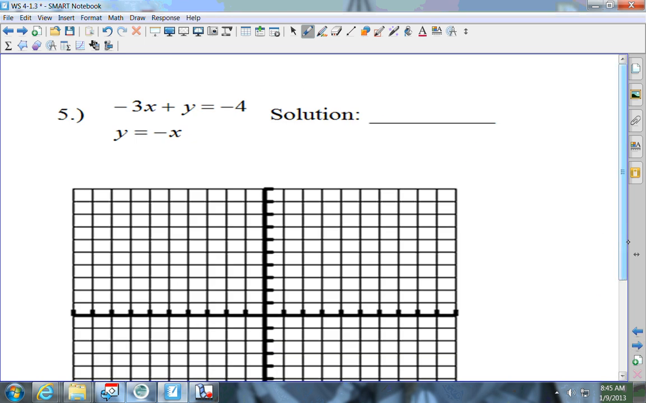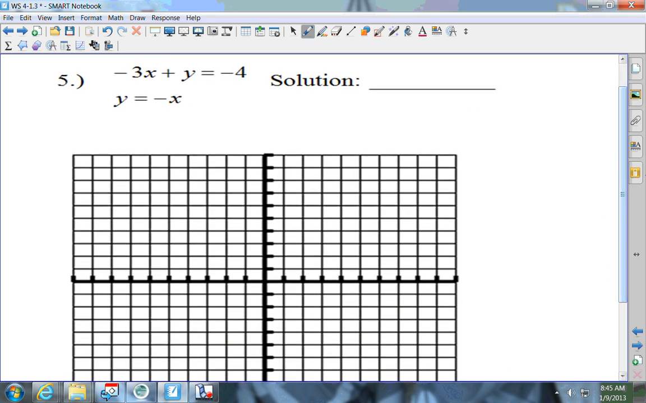Number 5. Well, let's start here. This one is not in slope-intercept. Negative 3x plus y equals negative 4. Let's solve for y. We're going to add 3x to each side. Y equals 3x minus 4. Whoop, that's not a 4, that's a 3. Let's try again.